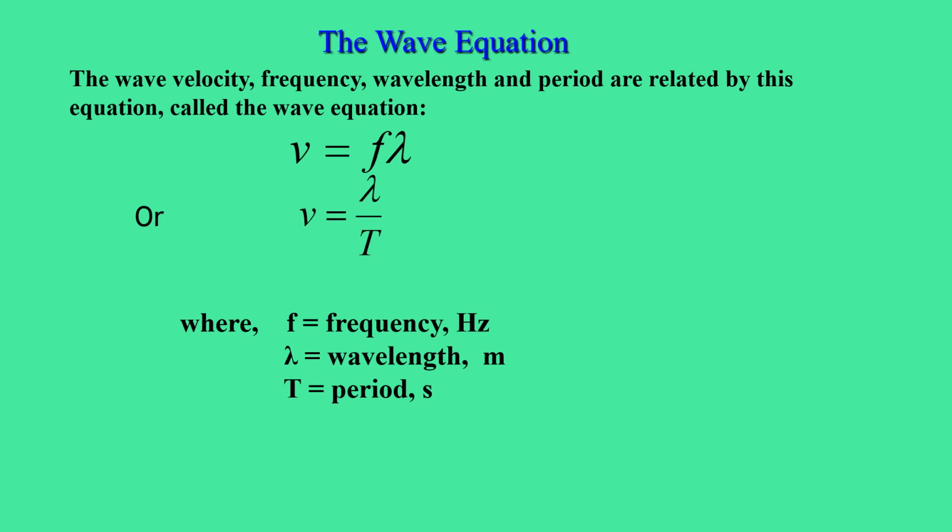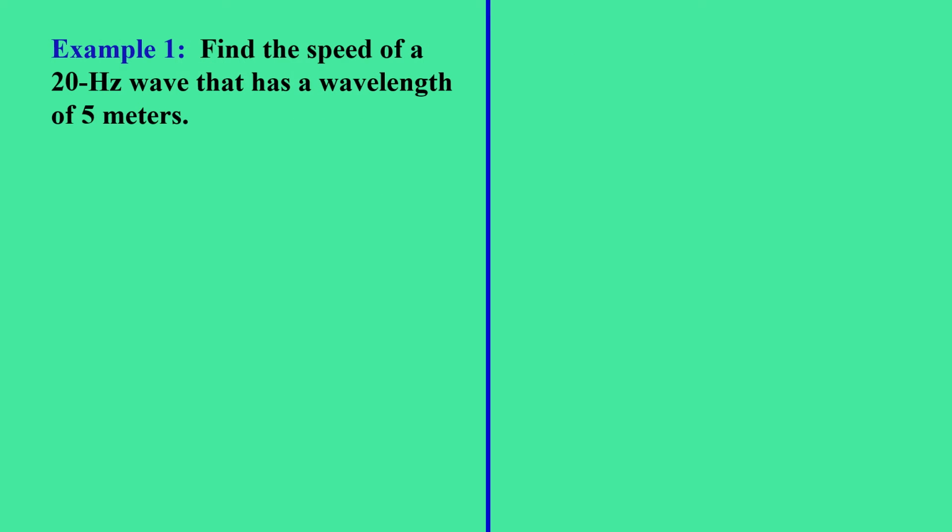The wave equation. The wave velocity, frequency, wavelength, and period are related by this equation called the wave equation. V equals F times lambda, or V equals lambda over T, where F is the frequency in hertz, lambda is the wavelength in meters, and T is the period in seconds. Let us do some examples now.